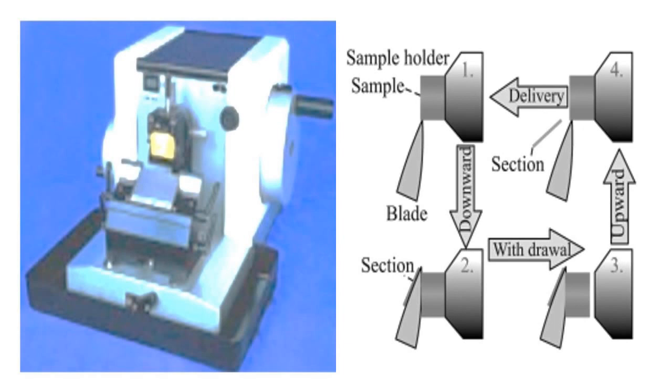So, the principal work of the microtome machine has 4 steps. Firstly, put tissue on the sample holder to cut. Then, the knife blade moves downward for cutting sections. After that, withdraw sections from the blade. And finally, the knife blade moves upward to deliver sections, as mentioned inside the slide and next slide.